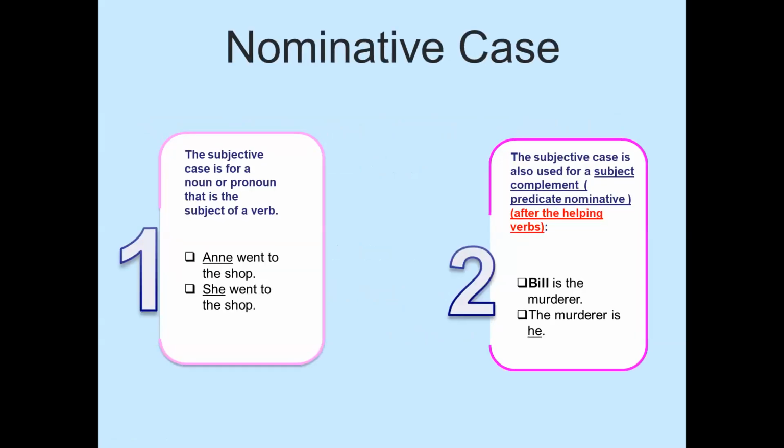I have two points I'm using the nominative case in. The subjective case is the subject of a verb, like she went to the shop, or when it's the predicate nominative, PN, like the murderer is he. The murderer is he. I can say he is the murderer.